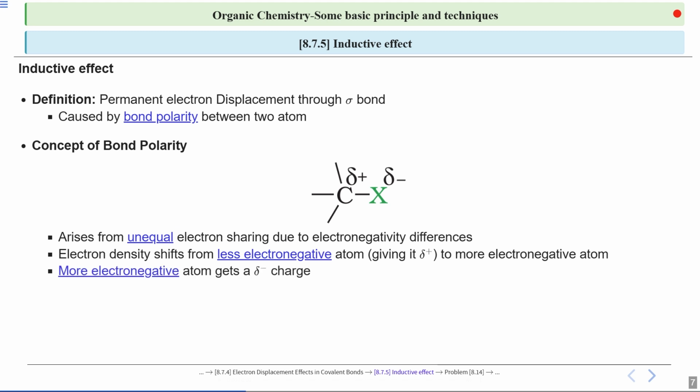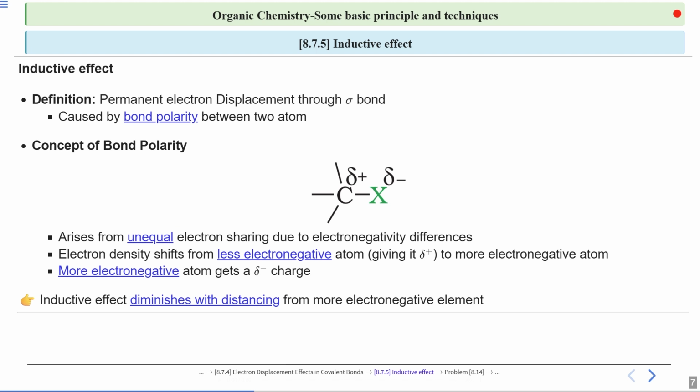What will happen to the electronegative atom? It's very obvious. It will accept electron density and hence develop an equal amount of delta negative charge. That means the charge is opposite in nature but the amount is the same.